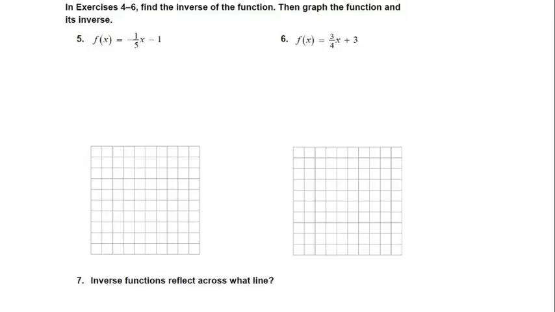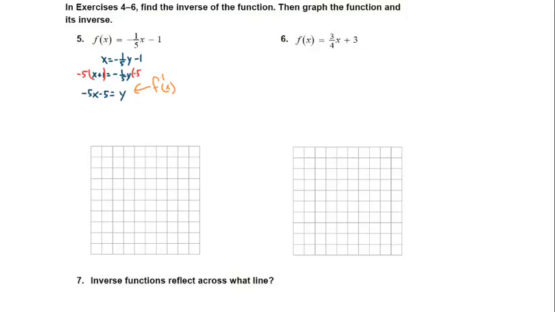So again, first things first, switch x and y. Let's zoom in. x equals -1/5 y minus 1. We move the 1 over. That's x plus 1 equals -1/5 y. The way you get rid of a 1/5 is by multiplying by -5. So multiply both sides by -5, and I get -5x minus 5 equals y. Alright, so that's our inverse, right there. That's your f^-1 of x.